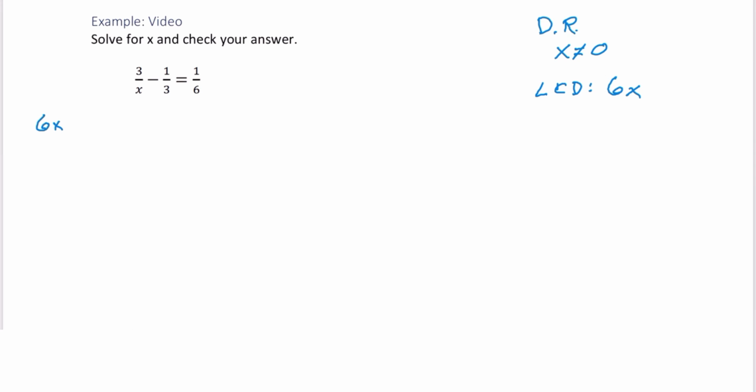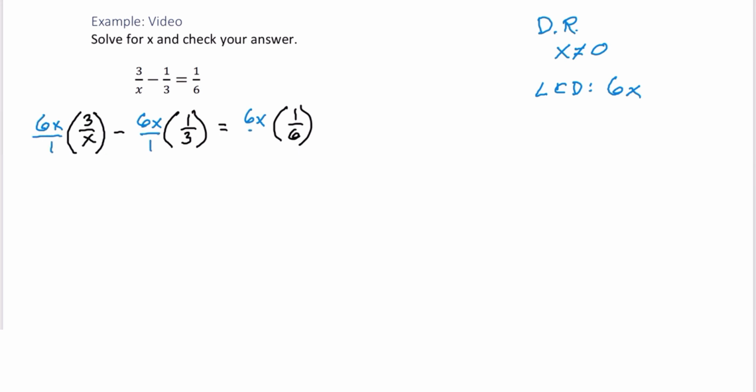So we have 6x times 3 over x, minus 6x times 1/3, equals 6x times 1 over 6. And if it helps you, you can put 6x over 1, because really we're just making it a fraction. We're multiplying by a fraction.